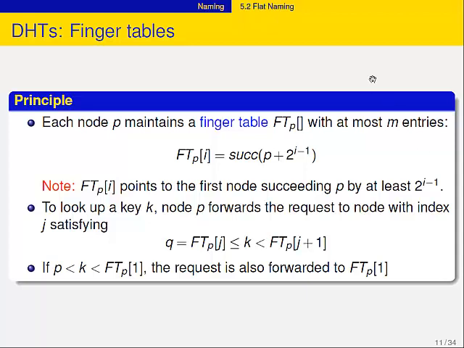Okay, here it goes. Now I'm a node P, and I have to look up a key K, and apply the following algorithm. I forward the request to the index J satisfying this inequality. Q is the node that I have stored in my finger table whose identifier is less than or equal to K, but K is less than the next entry. And I will get to this bullet in just a minute.